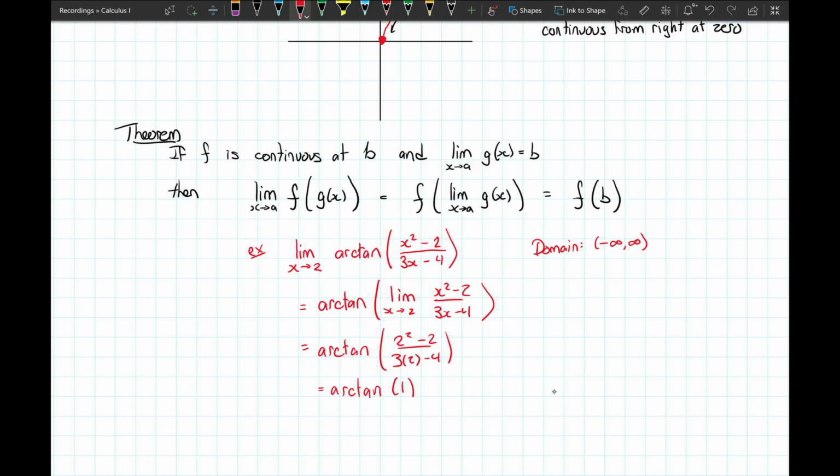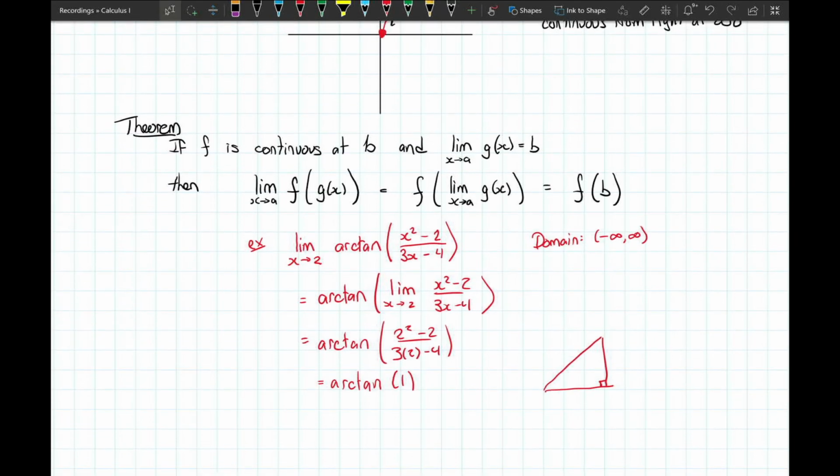And thankfully, due to a special triangle in quadrant 1, remember, we can only get angles in quadrants 1 or 4 when we use arctangent. This is opposite over adjacent equals 1. So we could write the two sides as 1 over 1, and this is our 1, 1, root 2 triangle with an angle of pi over 4. So our answer is pi over 4 in radians.